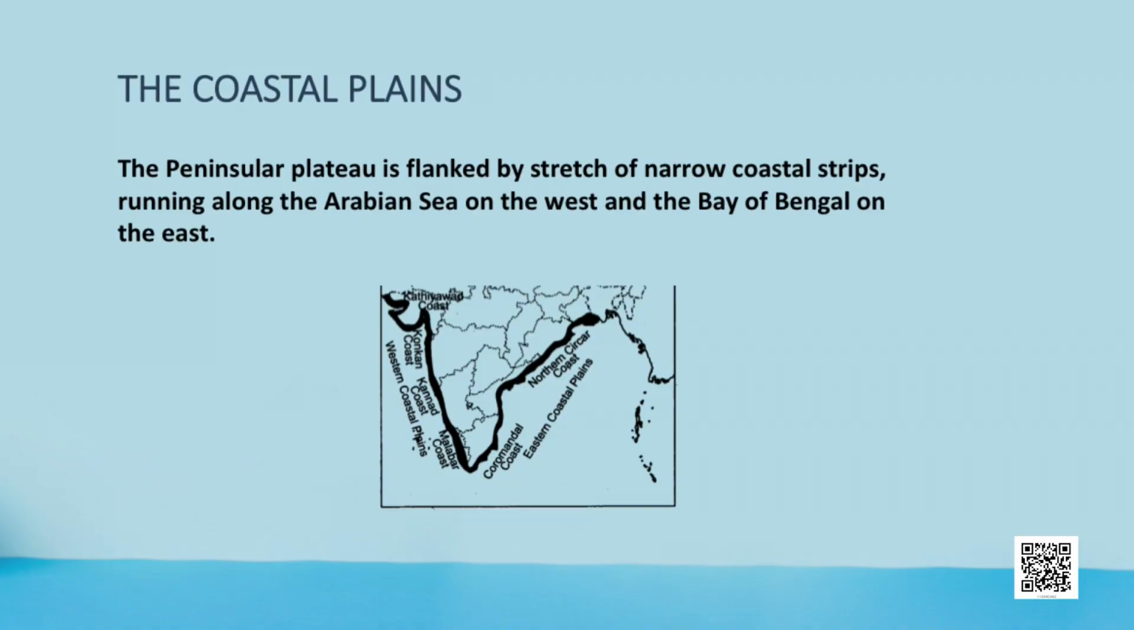Children, let's move on to the coastal plains. India has a vast coastline, 6,100 kilometers long. So, we have divided this coast, for the basic purpose of understanding better, into the eastern coast and western coast. The peninsular plateau is flanked by a stretch of narrow coastal strips running along the Arabian Sea in the west and the Bay of Bengal in the east.